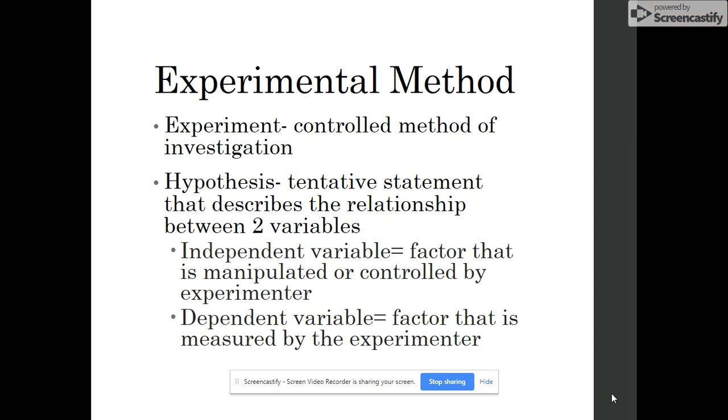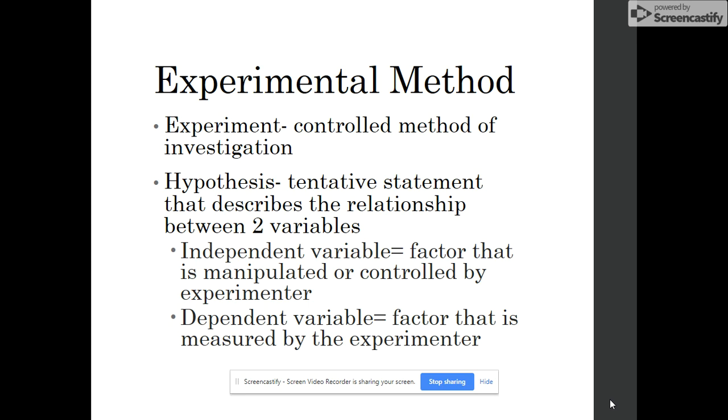Okay, last video, and this is going to be on experiments and variables. When you do an experiment, it's a controlled method of doing some kind of investigation. You have a hypothesis that you want to test that's describing the relationship between two variables. The ones we're really going to focus on are independent variable and dependent variable. I'm also going to talk a little bit about confounding variables.